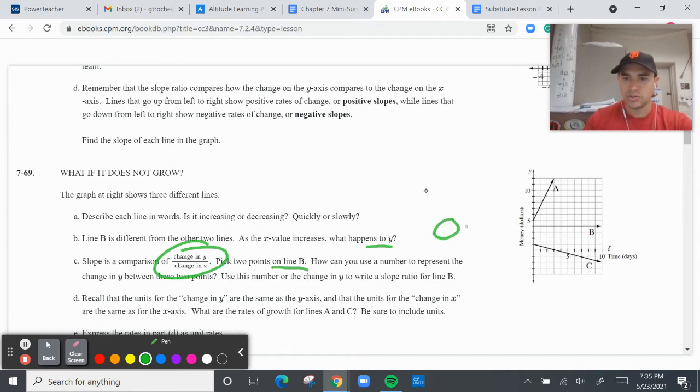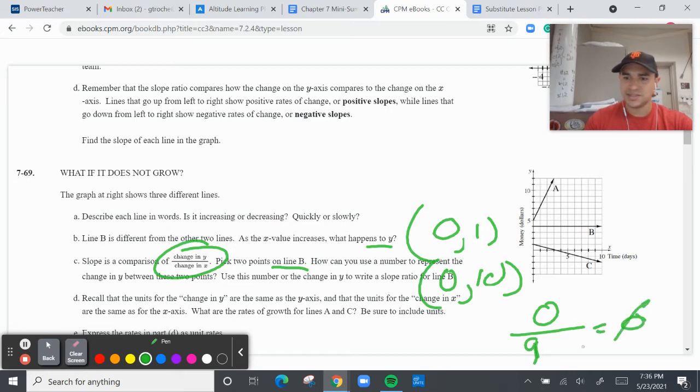Okay, so we're going to go 0, 1 and 0, 10. And that means the change of y is 0 and the change of x is 9. So that means it's still 0. So that is our point. So let's say it is there, and then I did here. And so that was my slope, and that means 0 slope.